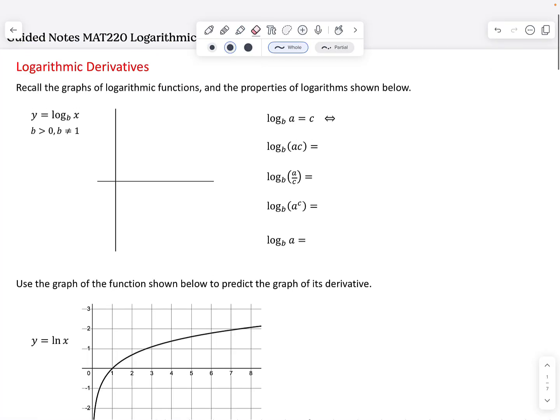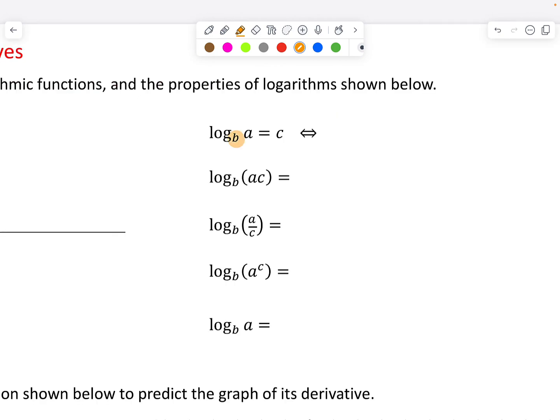Now, before I look at the graph, let's just quickly remind ourselves what a logarithm is by analyzing this statement. Log base b of a is equal to c. This implies, and is implied by, this is a double implication arrow, the base of the logarithm raised to the c must be equal to this a. This first statement is known as the log form or logarithmic form, and the second statement is exponential form.